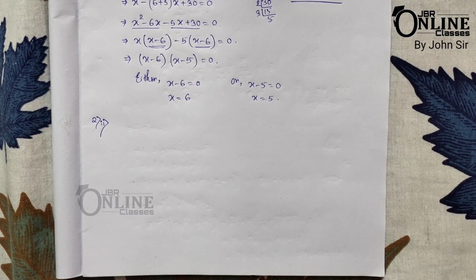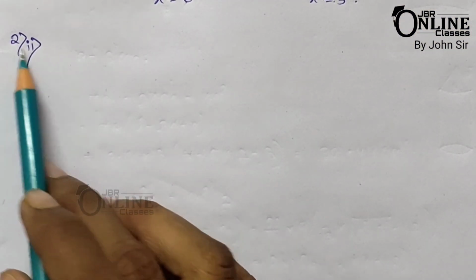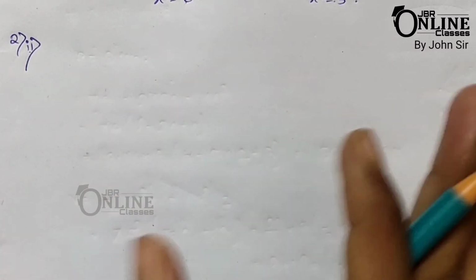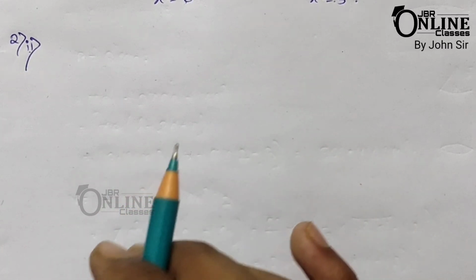Okay, now sum number 2, 2. It's not possible to solve all the sums, but I am trying to solve the maximum number of sums from this exercise.